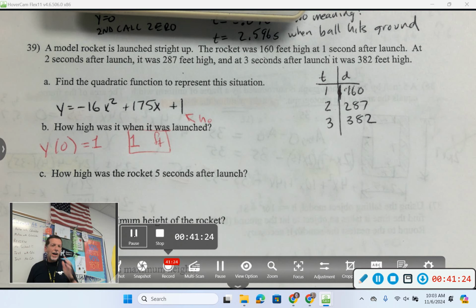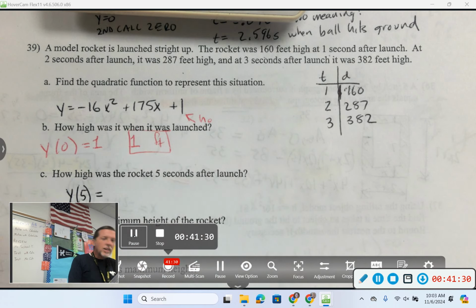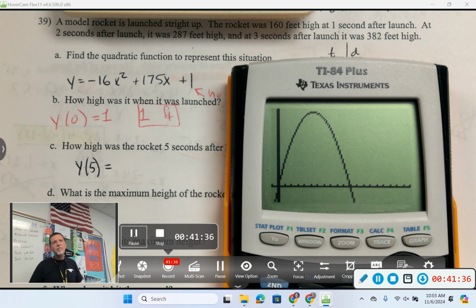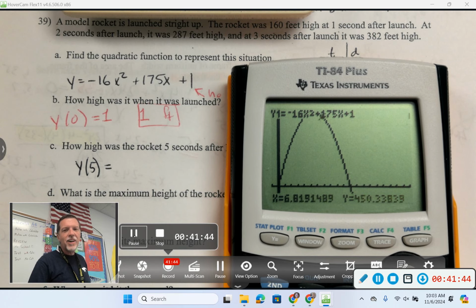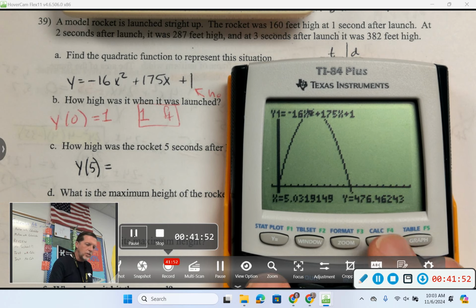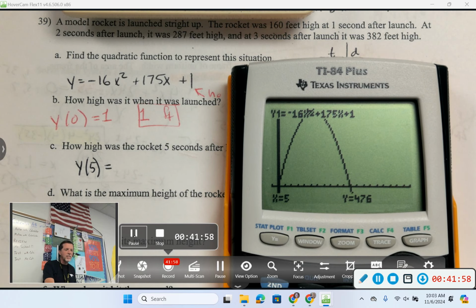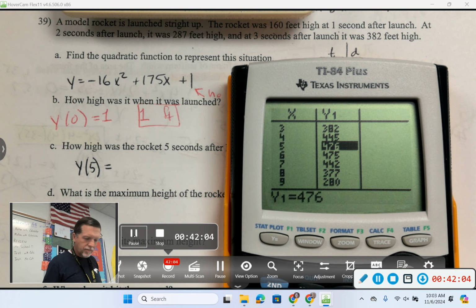How are you going to figure out how high it was after 5 seconds? Plug in 5. That's right, but there are like 4 different ways to plug in 5. Tell me how you want to plug in 5. Trace? If you trace, you have to be careful because it won't necessarily land exactly at 5. That's the trouble with trace. You can do second calc value and just plug in 5. So 476. 5's a nice integer, so I bet it's on the table. 476.